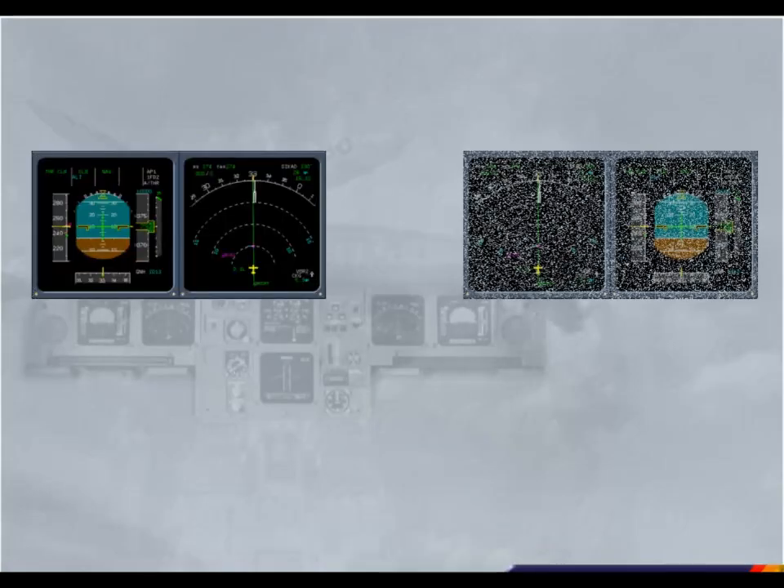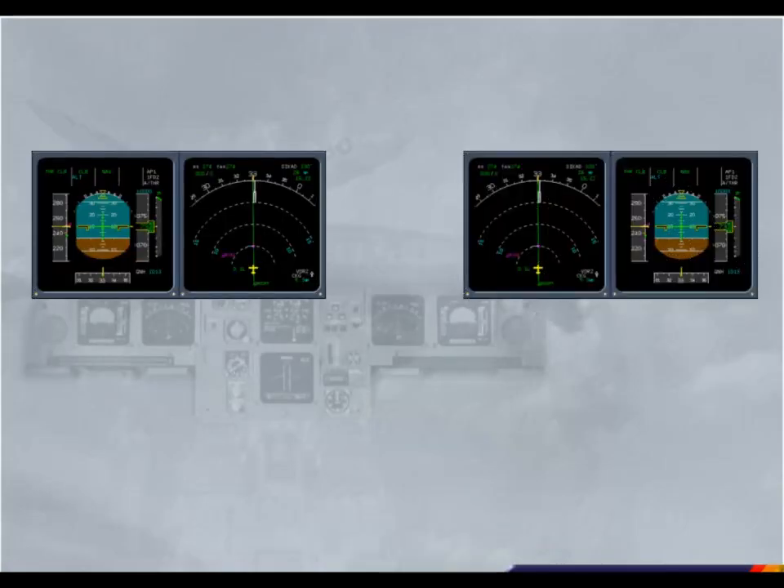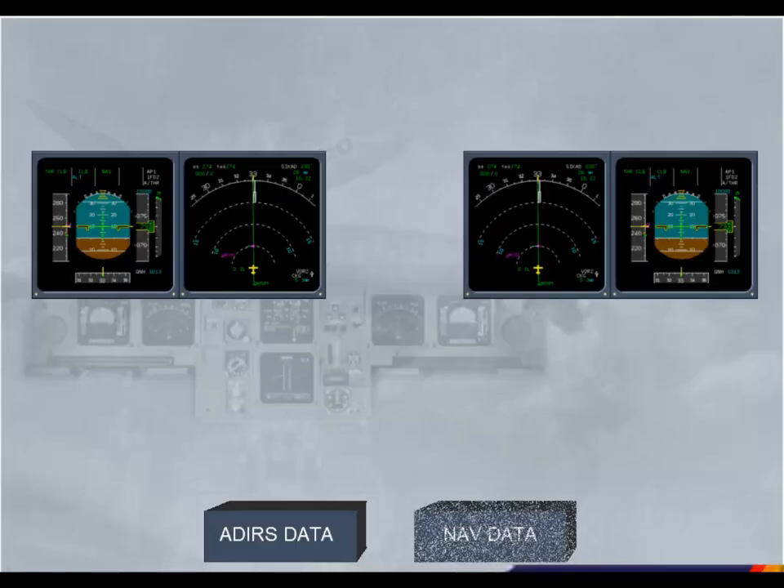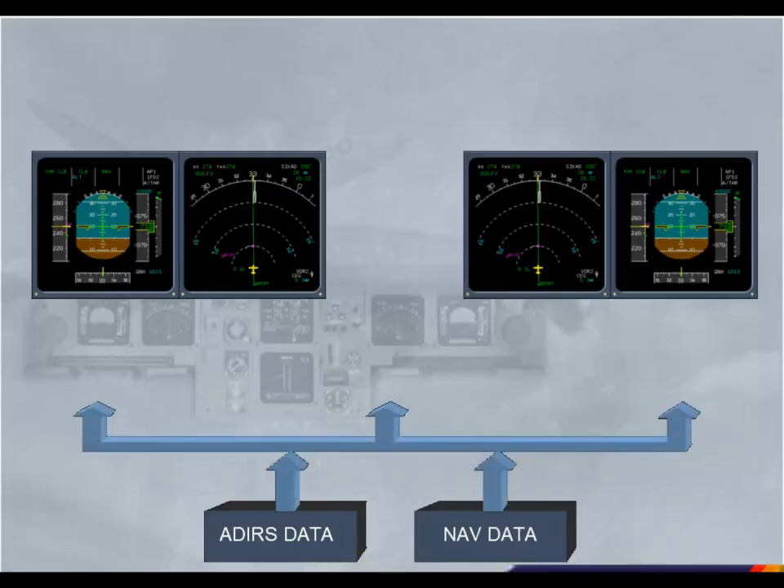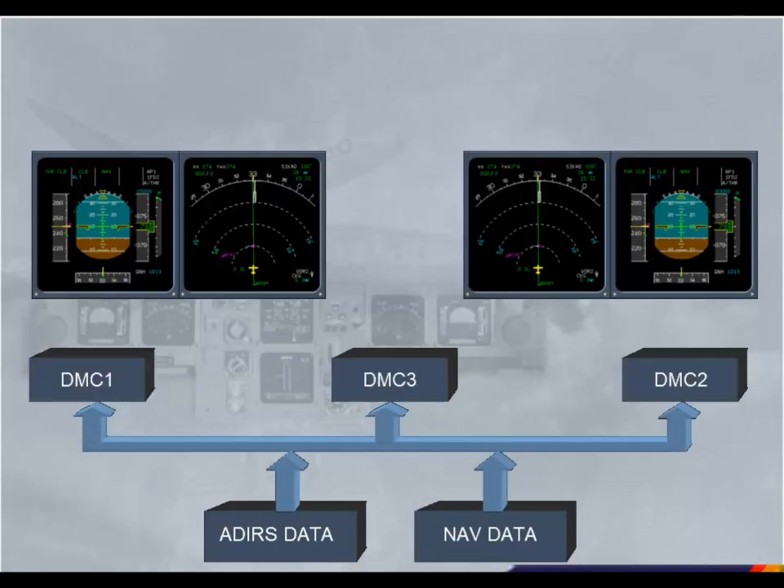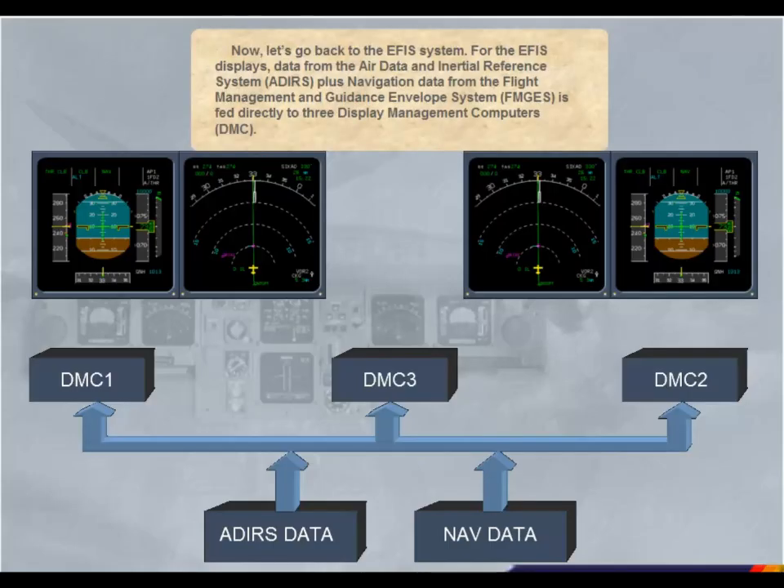Now, let's go back to the EFIS system. For the EFIS displays, data from the Air Data and Inertial Reference System, ADIRS, plus navigation data from the Flight Management Guidance and Envelope System, FMGES, is fed directly to three display management computers, DMC.